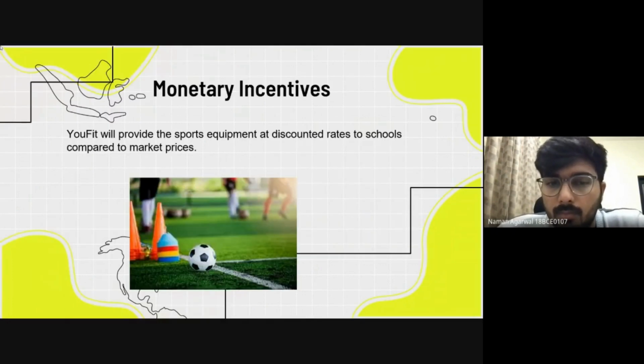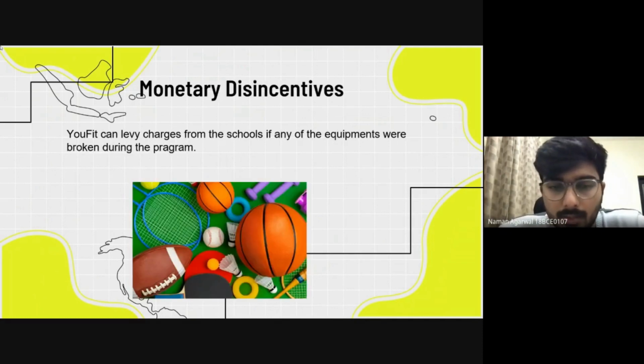Coming to monetary incentives for our target audience, UFIT can provide monetary incentives to the schools we collaborate with, and these monetary benefits will directly benefit our target audience. We would be providing the schools the required equipment for the fitness programs at a discounted rate from the market price, and this would be one such monetary incentive.